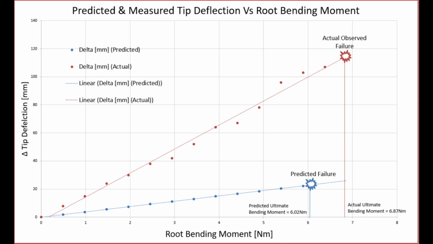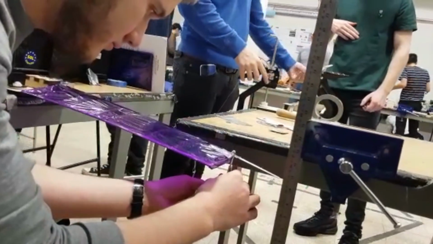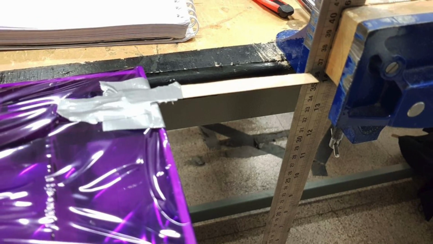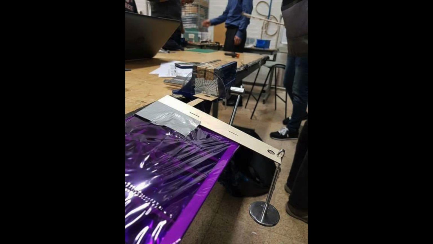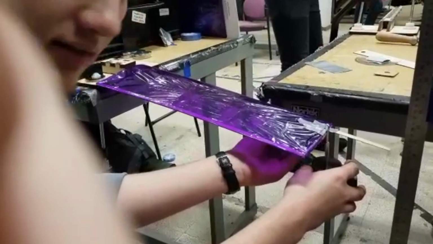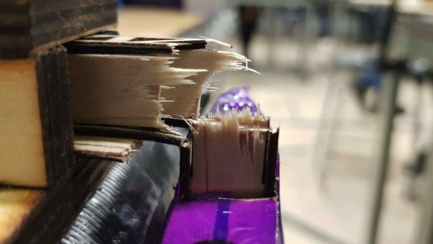The Excel model predicted the wing would fail at a load of 6.02 Nm, whereas the actual wing failed at 6.867 Nm. The wing load test was conducted using a series of 100-gram mass weights successively added to the wingtip. Wing deflection was measured using a ruler placed perpendicular to the wing edge and a phone camera. The ruler was securely held by clamps to prevent it from falling out of place. Weights were successively added to the wingtip until wing failure.